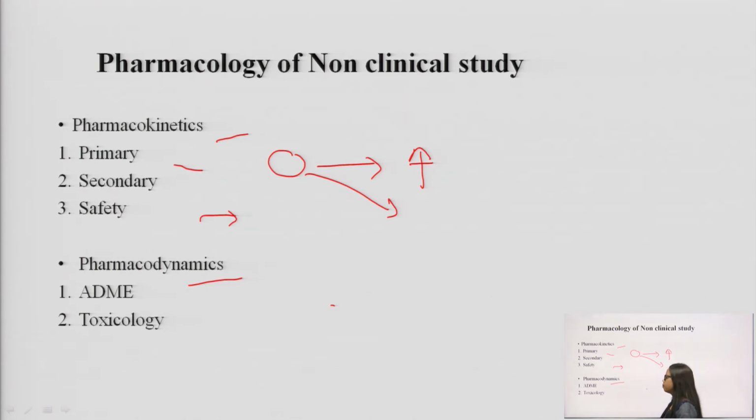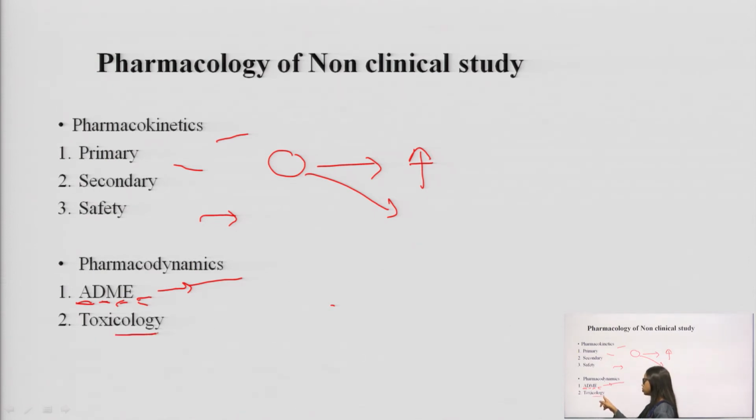Next is pharmacodynamics. Pharmacodynamics means what the body does to the drug: A for absorption, D for distribution, M for metabolism and E for excretion. When we take any drug, first is absorption, then distribution, then metabolism, and last is excretion.